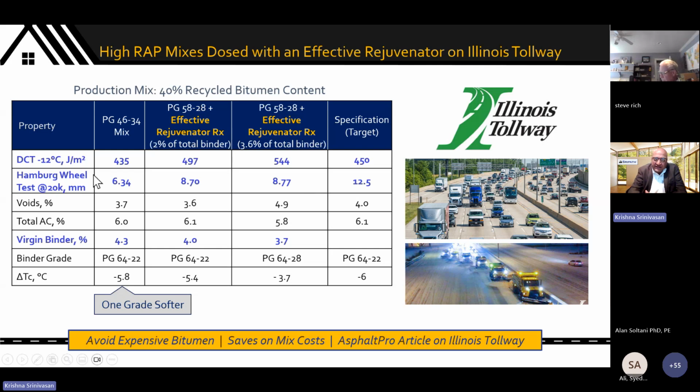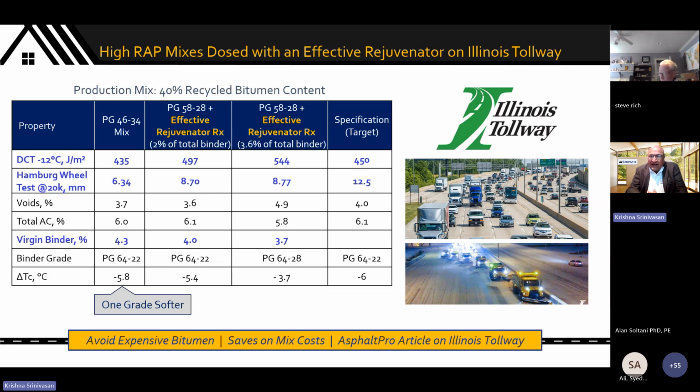What you can also see is that the one grade softer not only proved to be the more expensive of the mixes, it could not adequately do the job. Indeed, there are cases as the amount of RAP increases or the age of the binder in the RAP increases, softer grades become less and less effective. There are also other problems with softer grades, and we'll talk about some of them, but that's one of the things.